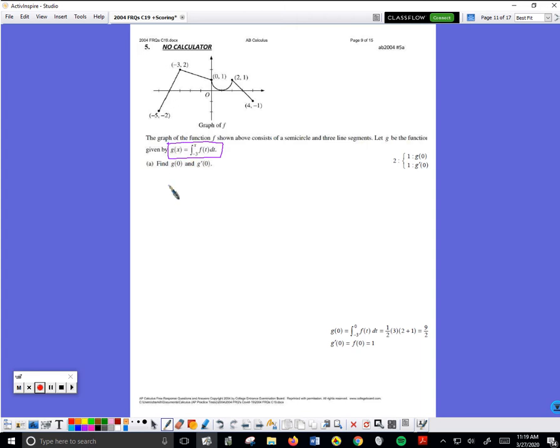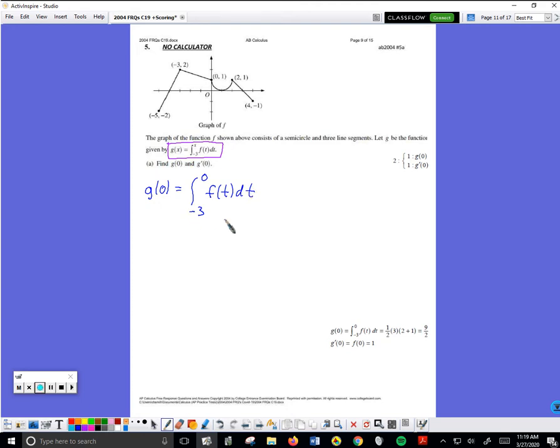Find G of 0. So again, I'm always writing, try to avoid just thinking. That means you're stuck and you should move on to something else. So I say G of 0, so I'm going to replace x with x equals 0. The integral from negative 3 to 0 of f of t dt. So I need to find the value of this integral.